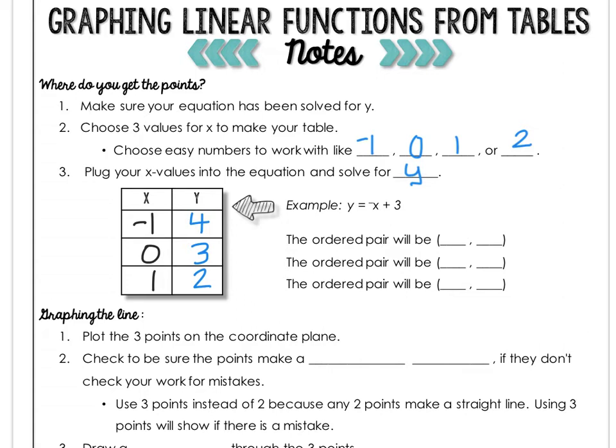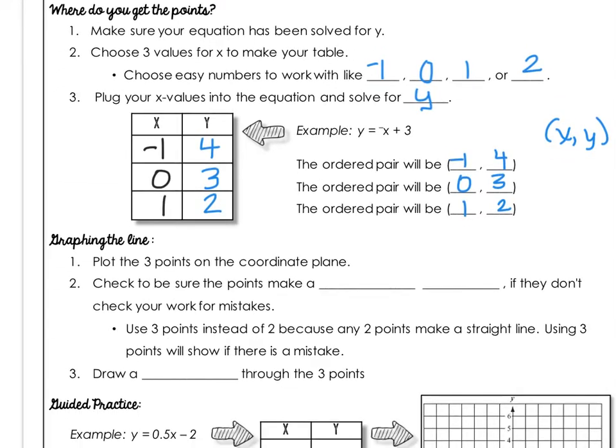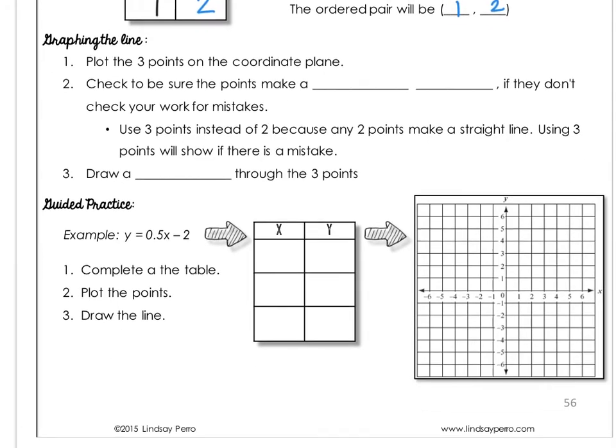These numbers now become my ordered pair. Remember, an ordered pair is just x and y. So when x is -1, y is 4; 0, 3; and 1, 2. And if I have 3 ordered pairs, then I can graph. So to graph the line, you're going to plot those 3 points on your coordinate plane.